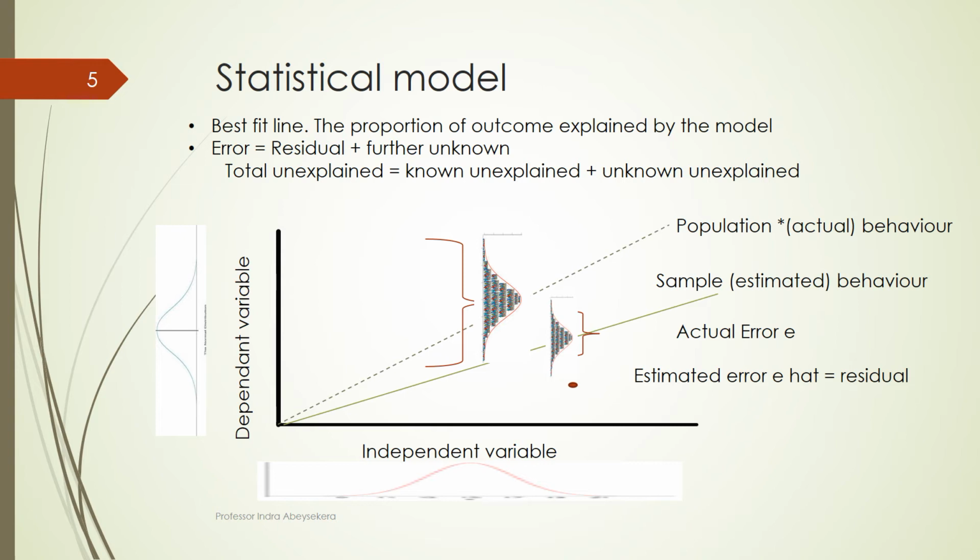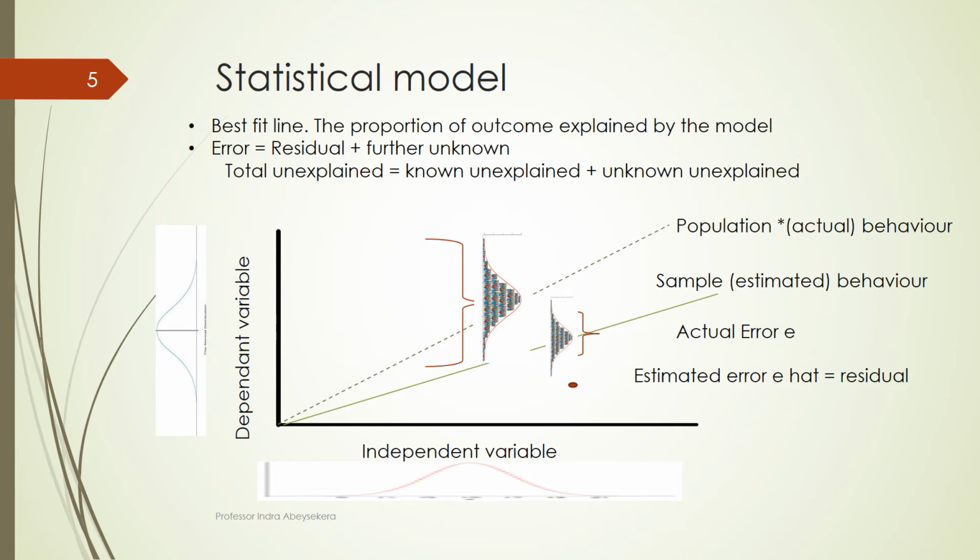But a sample is an estimation of the population. But actual population behavior on the actual population line, the best fit line for the population, may not be exactly the best fit line drawn by the sample. But what is visible for us is the best fit line that we can draw for the sample.